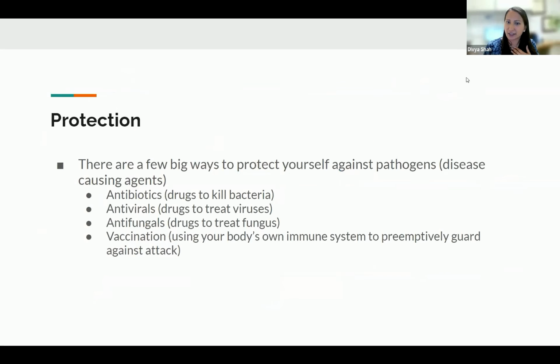Now, how can we protect ourselves? There are a few big ways to protect ourselves from pathogens, which again are disease-causing agents. There are antibiotics, which are drugs that kill bacteria, antivirals, which are drugs that treat viruses, antifungals, which are drugs to treat fungus, and vaccination. Vaccination uses your body's own immune system to basically preventatively or preemptively guard against attack.